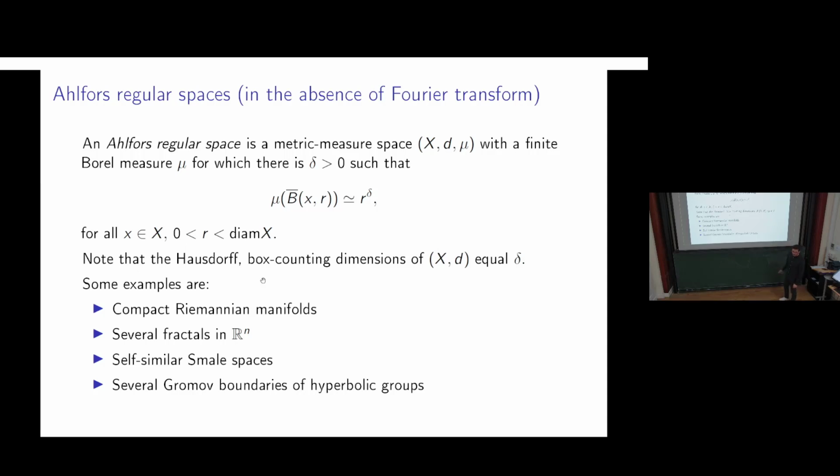Although it's a strong condition for a measure, you have many examples of metric spaces that have such a measure. Compact connected Riemannian manifolds. Several fractals in R^n have such a measure. The Hausdorff measure will be Ahlfors regular, and many examples from hyperbolic dynamical systems, Smale spaces and Gromov boundaries of hyperbolic groups have this. So here you have the Bowen measure, that maximizes the topological entropy, and here you have the Patterson-Sullivan measure. So they are Ahlfors regular.